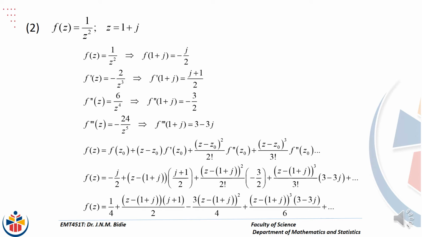We went up to the third derivative once again, and it gave us 3 minus 3j when we substituted our z naught in. And then we wrote down the definition of our Taylor series expansion, and then substitute all the values in and then simplify. Please do check whether we got everything correctly.